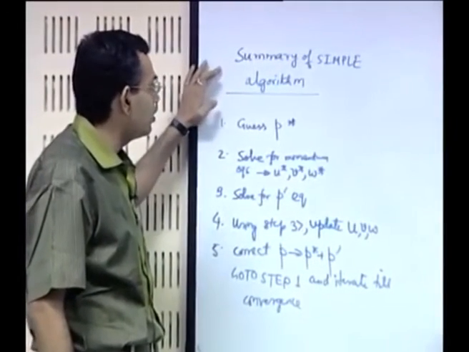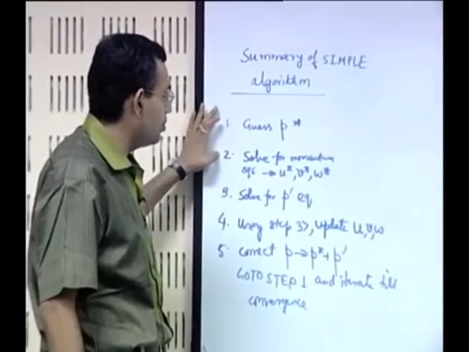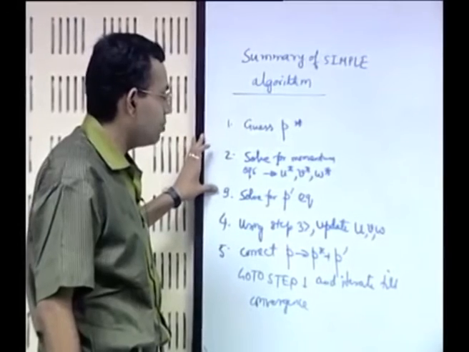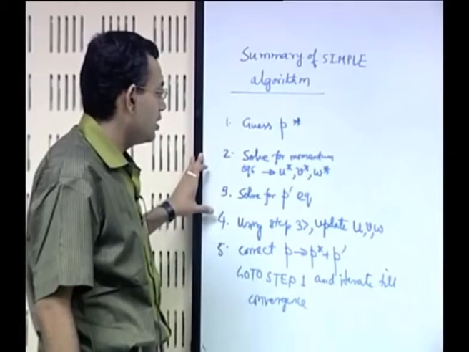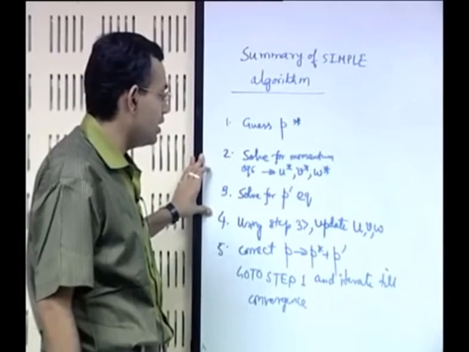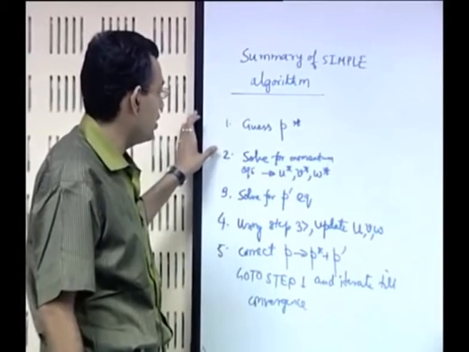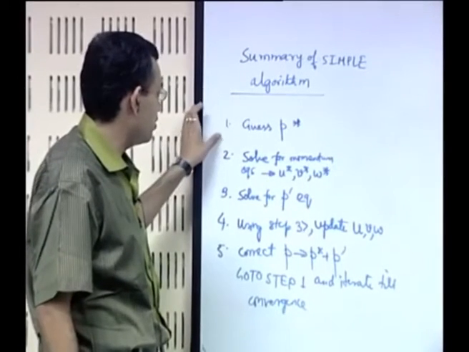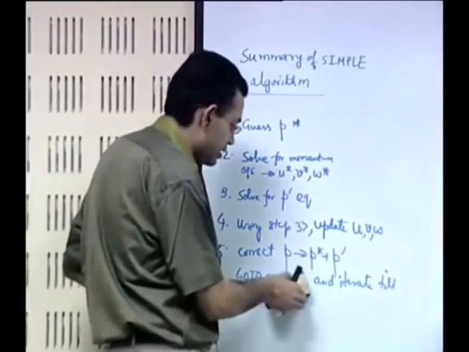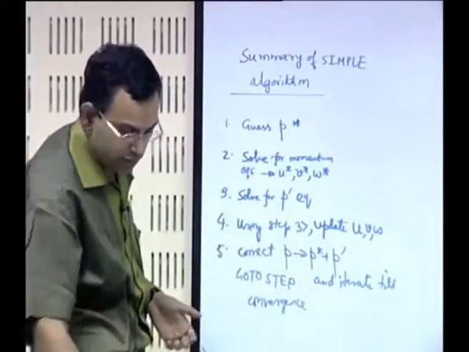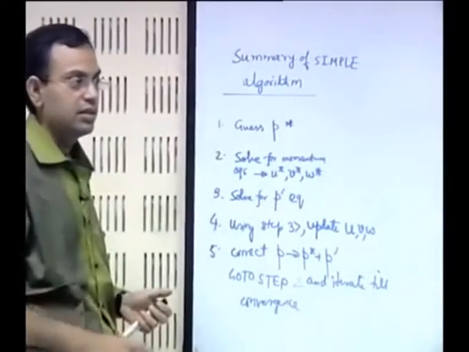In the SIMPLE algorithm, you guess the value of the pressure, from that you solve the momentum equation, then you solve a pressure correction equation which you derive from the continuity equation. Then using the pressure correction you update the velocity and the pressure and go to step 2, because your pressure is already guessed. So, go to step 2 and iterate till convergence.